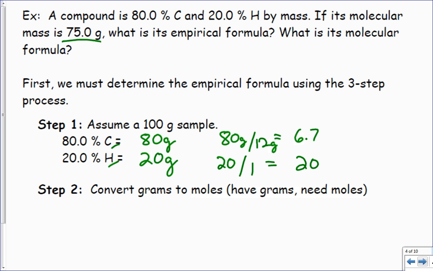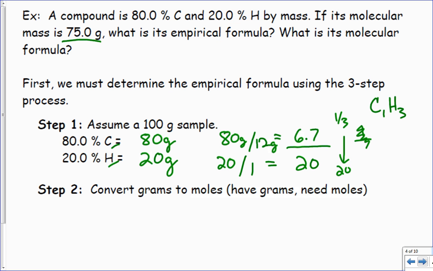Now what I need to do here is make my ratio 6.7 to 20. So let me divide that number by 20 and see what I get. I get 0.3. So it's basically 1/3. This one is 1/3 of this. Does this make sense? 6.7 is 1/3 of 20. So my ratio is 1 to 3. Okay. So let's see. I need my empirical formula now to be C1H3.